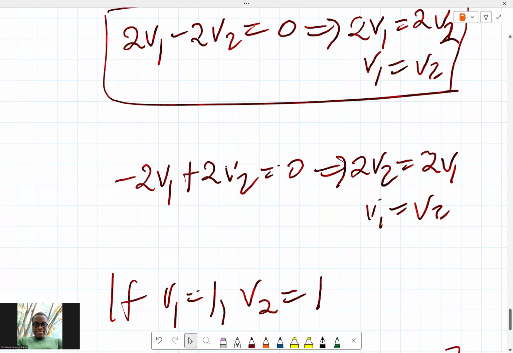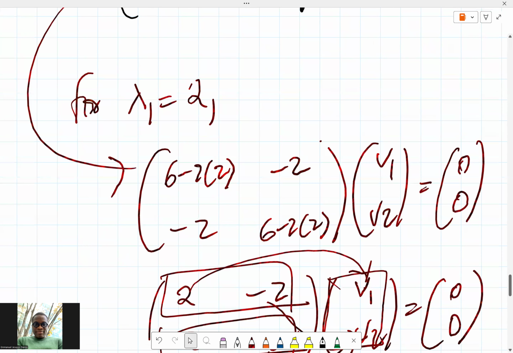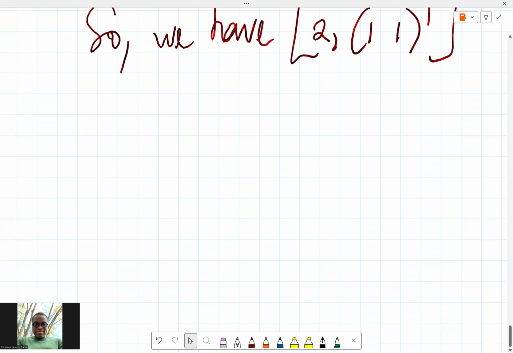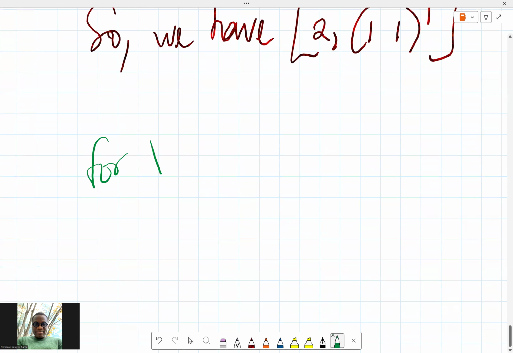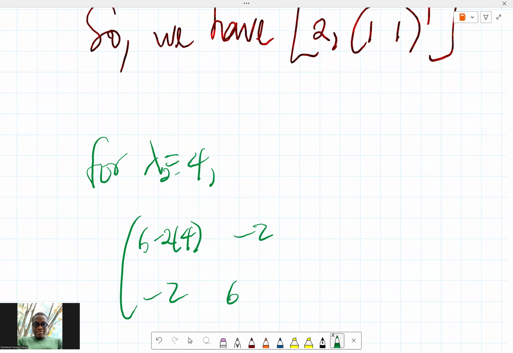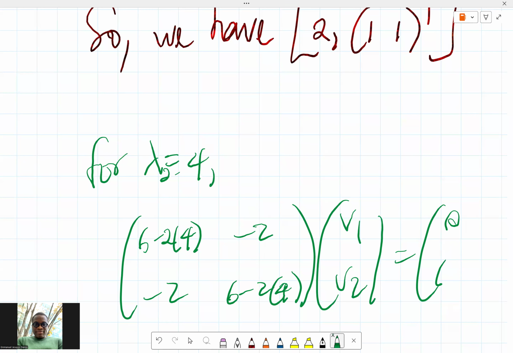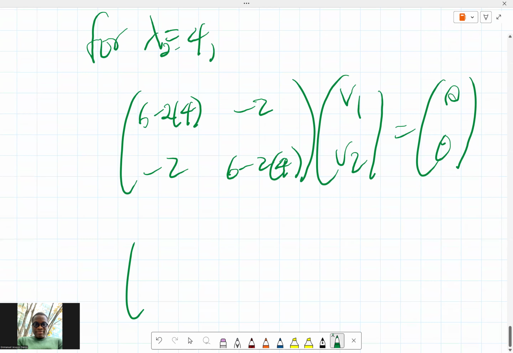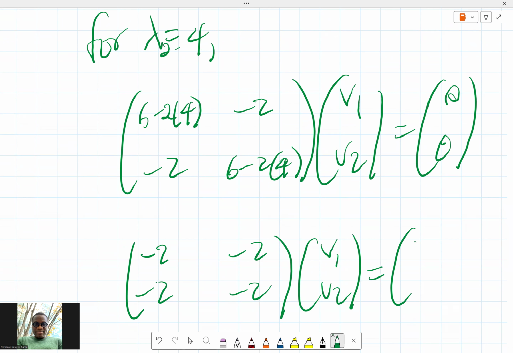So that's the eigenpair for that. Now we use the other value, which is 4. For lambda 2, which is equal to 4 now, we go back to that expression again. That's 6 minus 2 times 4, minus 2, minus 2, 6 minus 2 times 4. And that is again V1, V2, equal to 0, 0. So we have 6 minus 8, that's minus 2, minus 2, minus 2, minus 2, V1, V2 equals 0, 0.